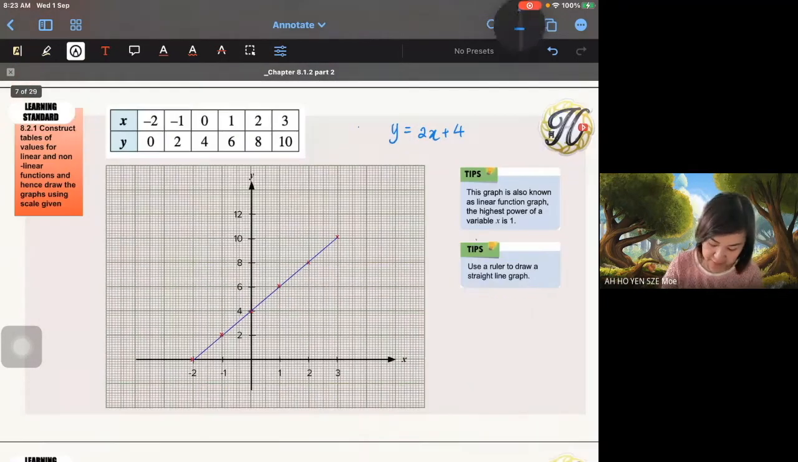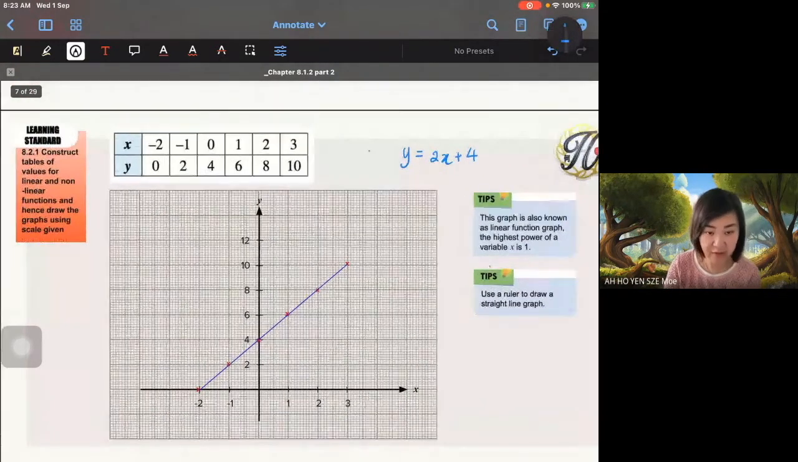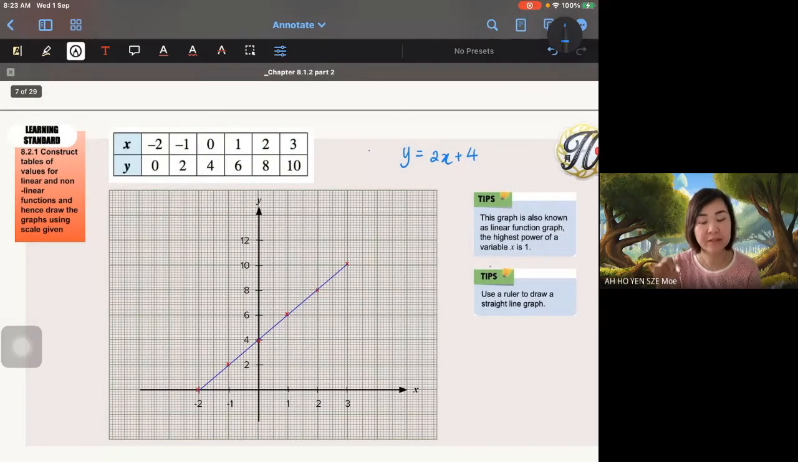Okay, 2x plus 4. After you have the table, the first step is the table, right? The second one is to draw the axis of x and y. So you have to draw this x axis and y axis. Draw the graph must use graph paper. You cannot use your exercise book, which is a great difference.